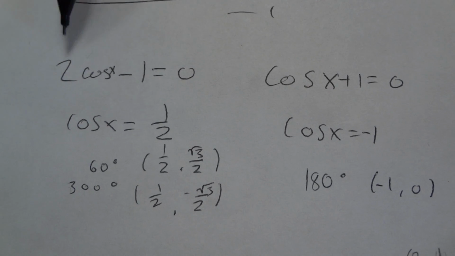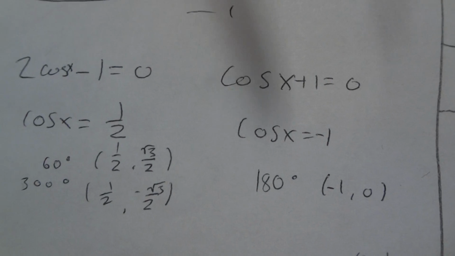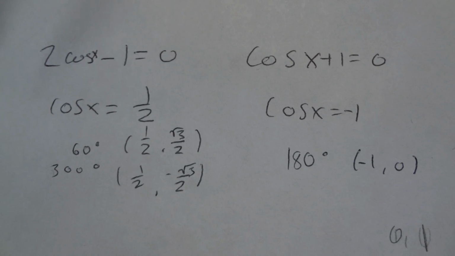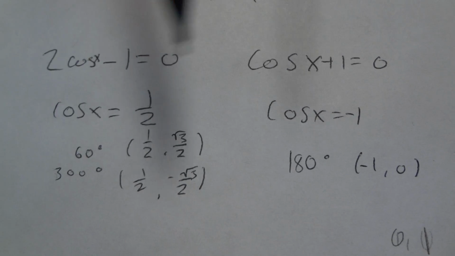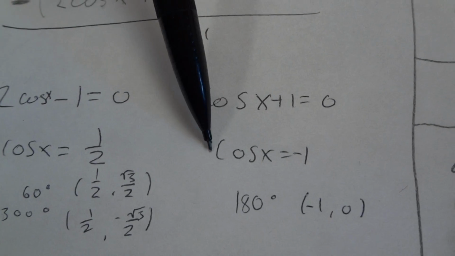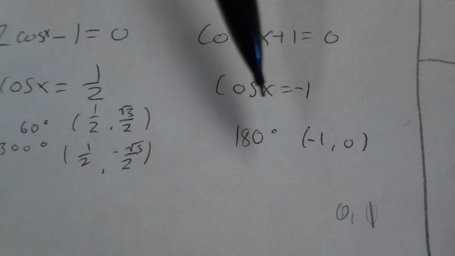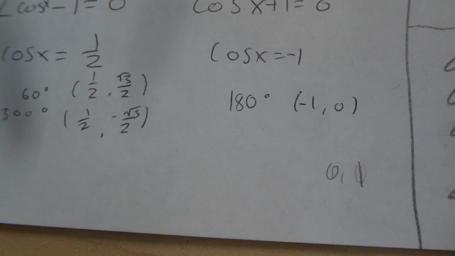So then we end up with 2 cosine of x minus 1 is equal to 0, and cosine of x plus 1 is equal to 0. Move everything to the right side, and you get cosine of x is equal to 1/2. There are two values in which this is true, as well as this one where cosine of x is equal to negative 1/2, the only value where this is true. And then we end up with these values.